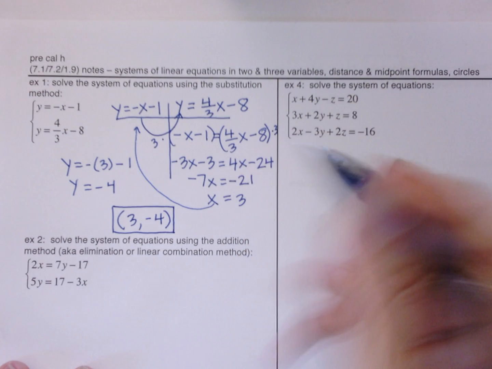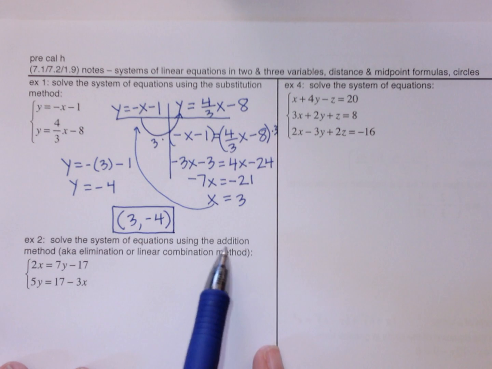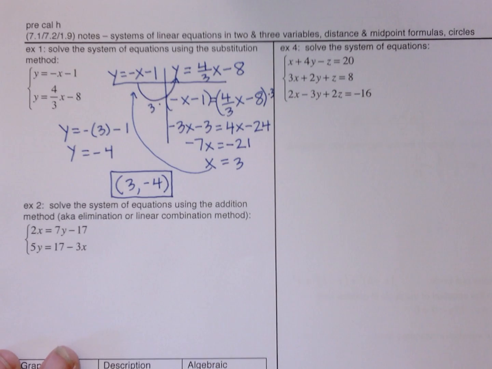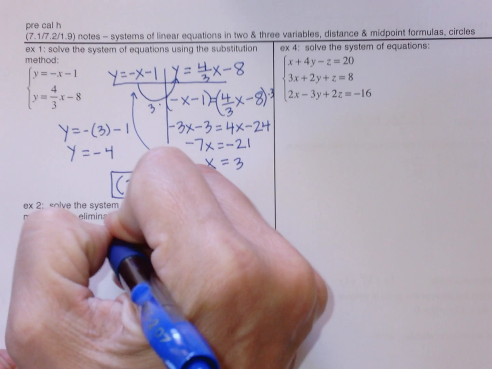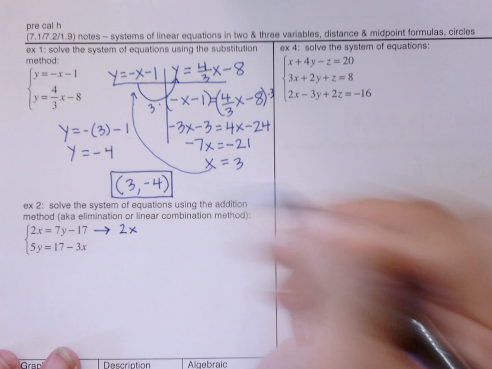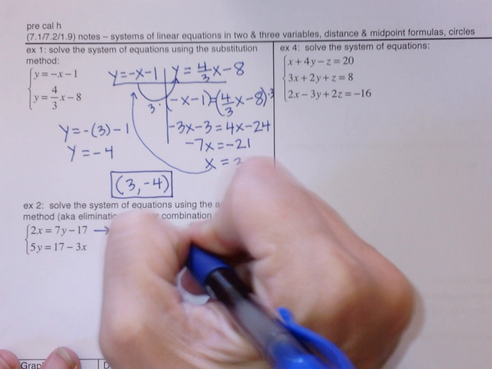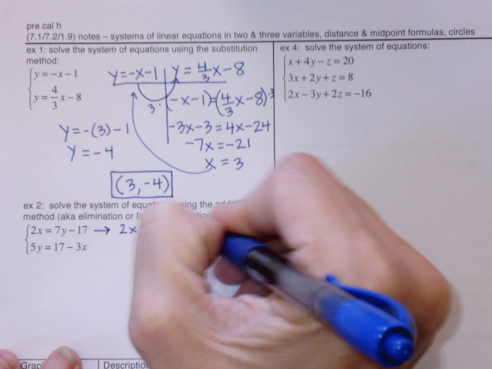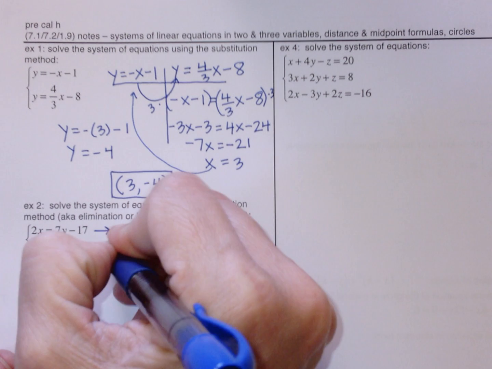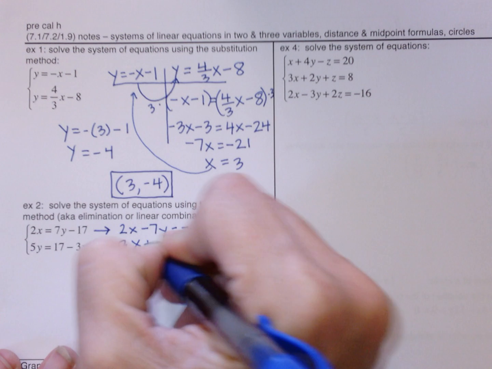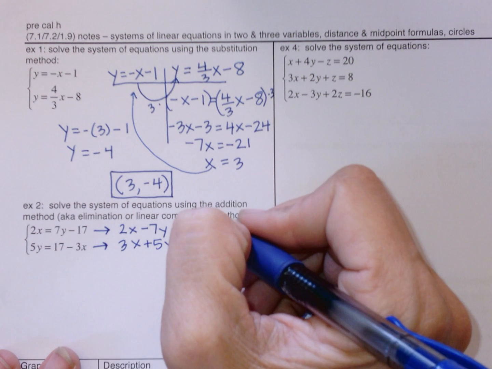Okay, for the next one, we're going to use the addition method. This is also known as the elimination method. What you're going to want to do first is put these equations in standard form. The way that you're going to do that is you get your x's first and then your y's, and then it should always equal your constant term. So this is the standard form of a linear equation. Then you're going to do the same thing over here, and we're going to get 3x plus 5y equals 17.